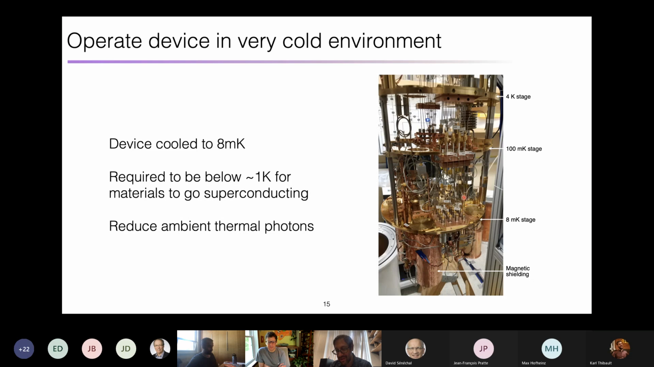We have lots of microwave cables for sending signals down, and we have filters and all kinds of different things to keep room temperature and higher temperature radiation from getting inside here. We have magnetic shielding and thermal shielding and things like that. We want to get both the electrons and the phonons cold, but also the photons. That's really important.